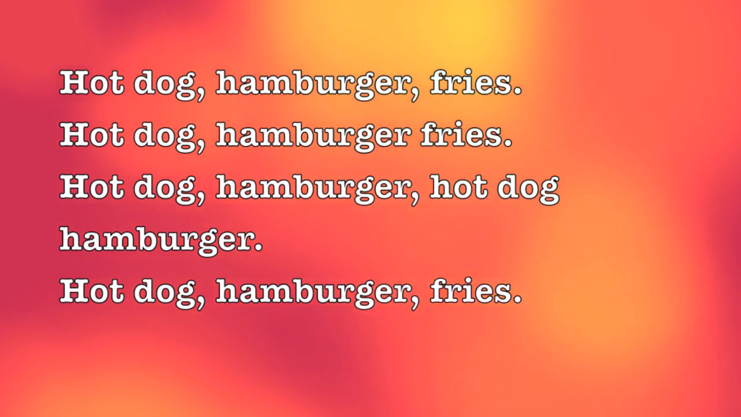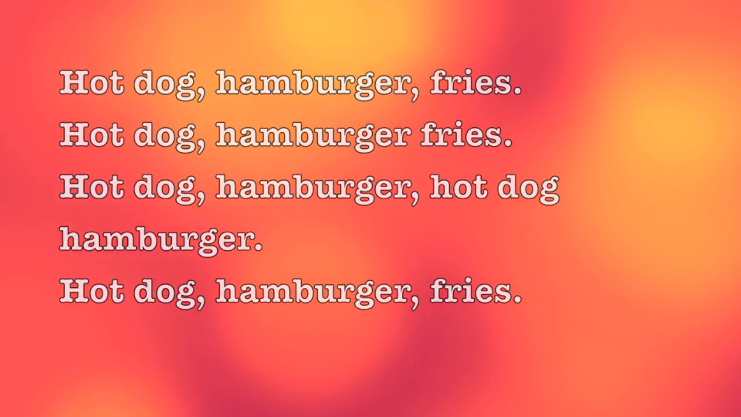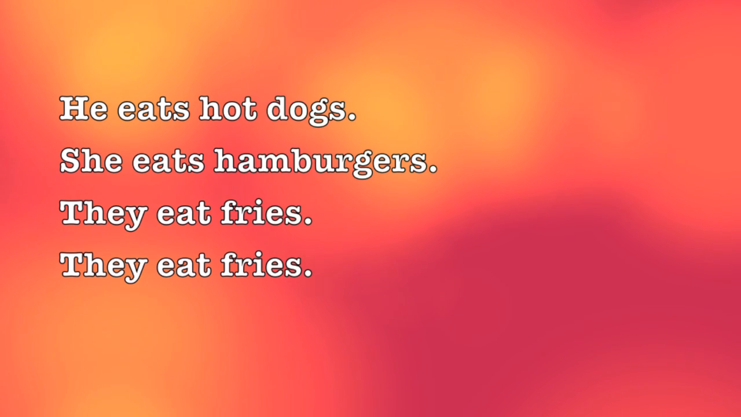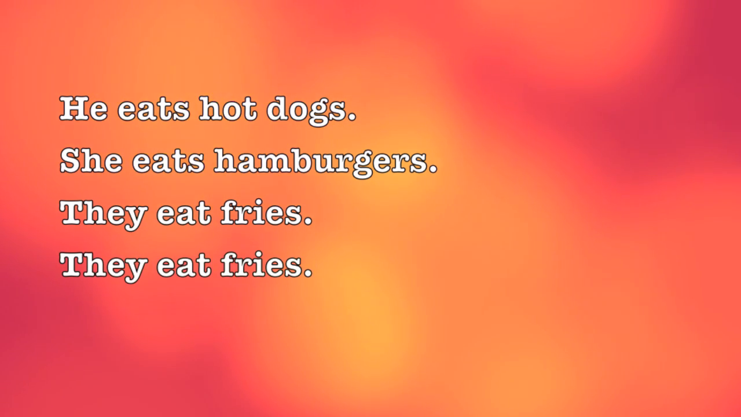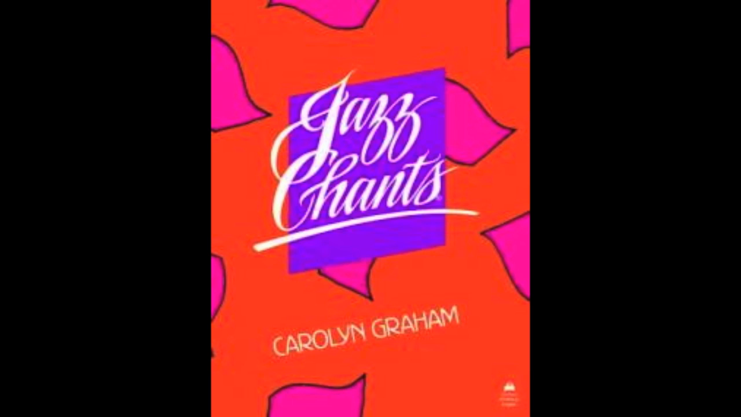We can easily turn this vocabulary chant into a grammar chant by adding a simple pattern. For example, he eats hot dogs, she eats hamburgers, they eat fries, they eat fries. We can add clapping to create a musical rhythm. He eats hot dogs, she eats hamburgers, they eat fries, they eat fries. He eats hot dogs, she eats hamburgers, they eat fries. They eat fries. Now, we will show an example of jazz chants, which will improve and reinforce conversational fluency.